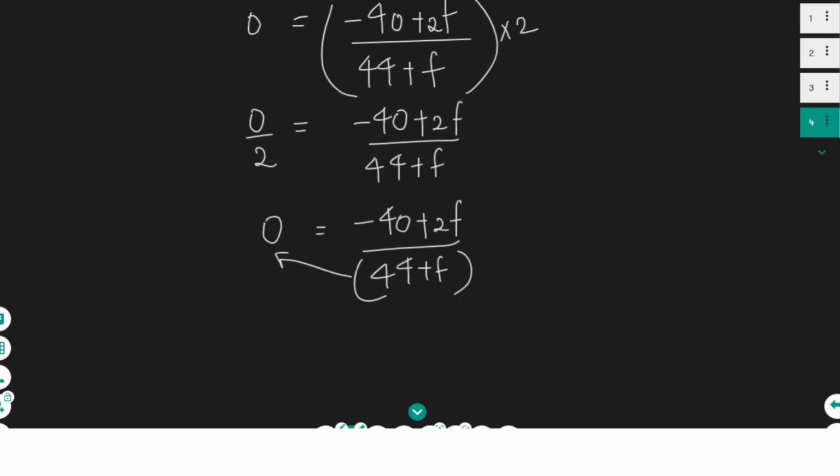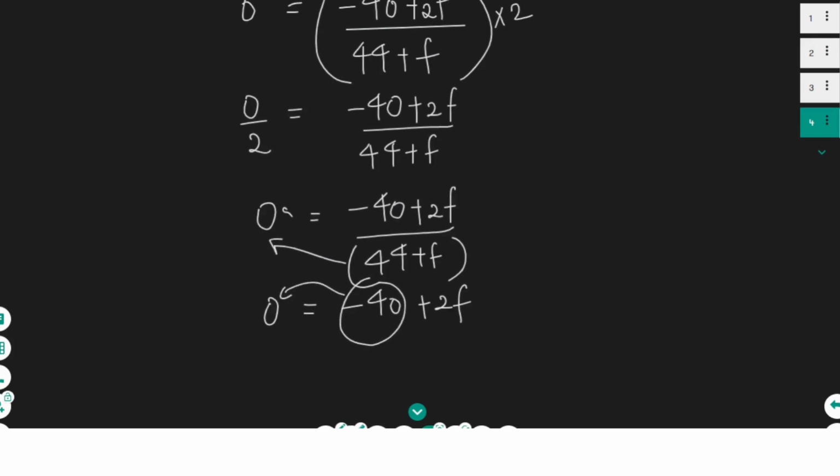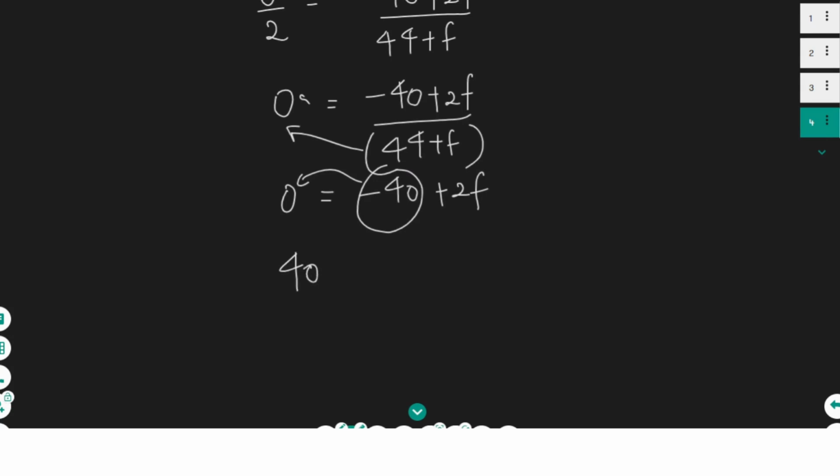So it gets multiplied with 0 and it again becomes 0. So we can write 0 equals negative 40 plus 2f. What's the next step? Sending this to this side, so you get 40. It is negative 40 here. When it changes its place, it becomes positive, so plus 40, which is equal to 2f. So 2f equals 40, and f will be equal to 40 divided by 2, which is equal to 20. So you get the value of f as 20.